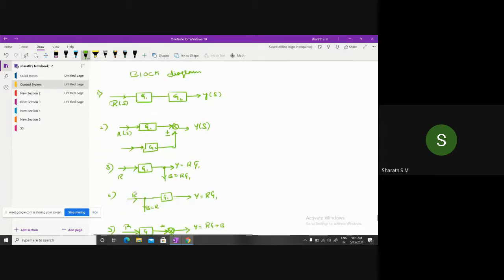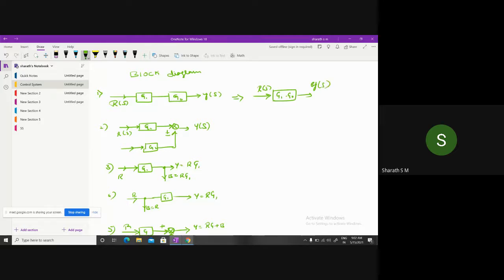Here, these are some of the techniques. Look here, we have R of S as an input and Y of S as an output, and we have two blocks, G1 and G2, that we need to make into a single block. If two blocks are in series, we need to make it a product, G1 into G2. So two blocks become a single block, and the transfer function is Y of S divided by R of S.